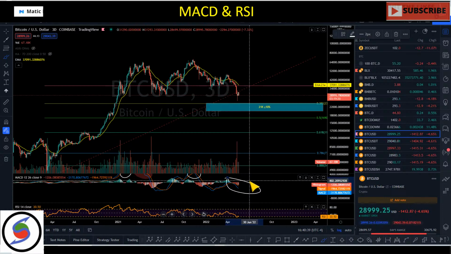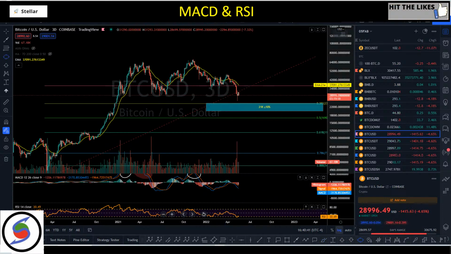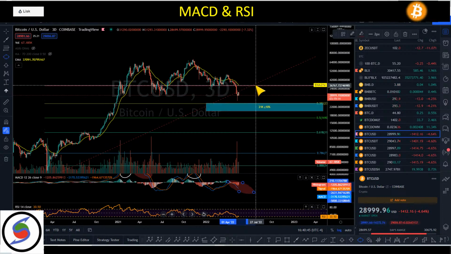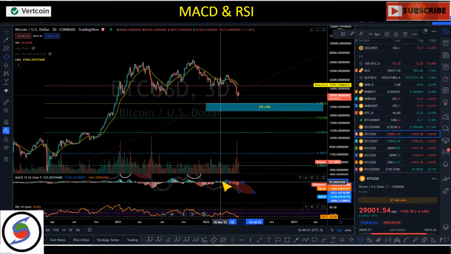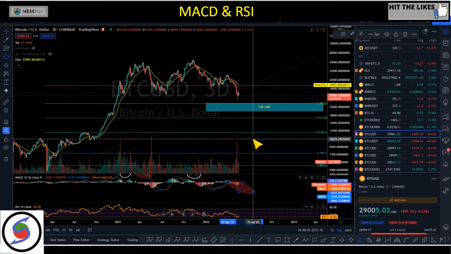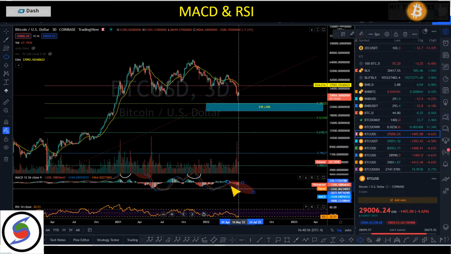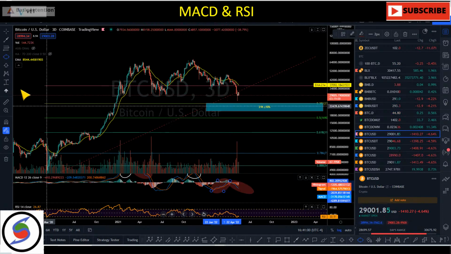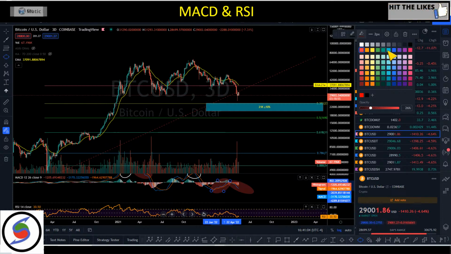As long as our 3D MACD is pointing down, we will not get any strong uptrend. I'm just going to repeat it once again: as long as our 3D MACD is pointing down, the trend for BTC will be down. That's the same setup we used right here, and we said as long as our MACD is pointing up, BTC will not drop lower.